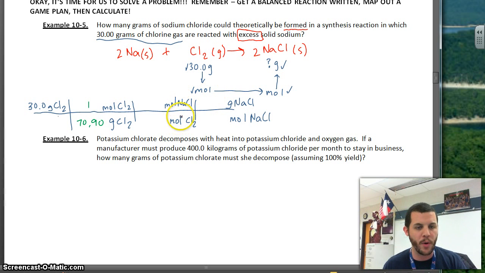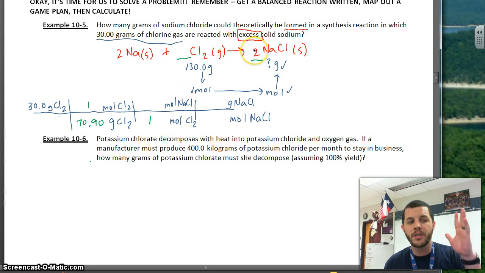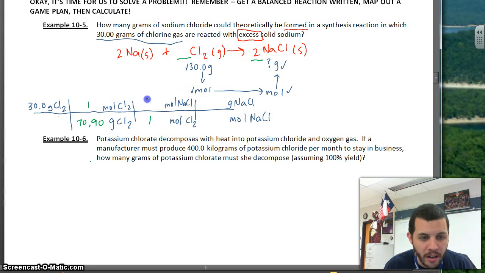Moles over moles, what do I do? I go back to my problem and I look at my coefficients. What's the coefficient for Cl2? 1. So I put a 1 in for my moles of Cl2. There it is, 1. What's my moles of NaCl? 2. So I put a 2 in for moles of NaCl.